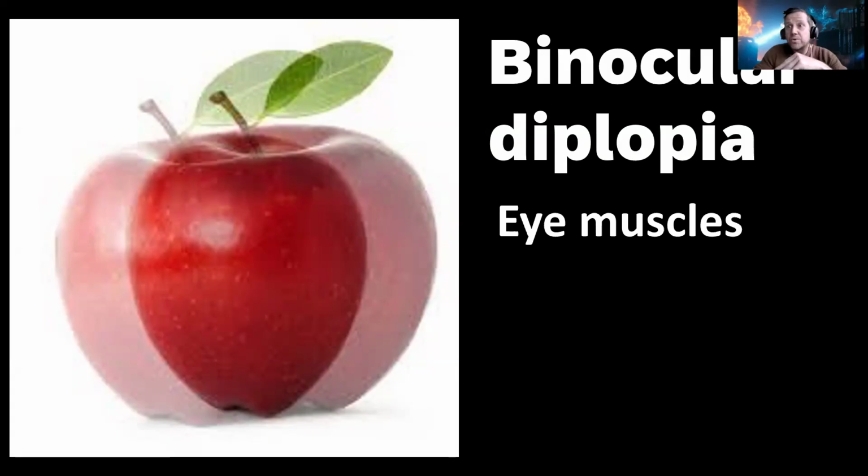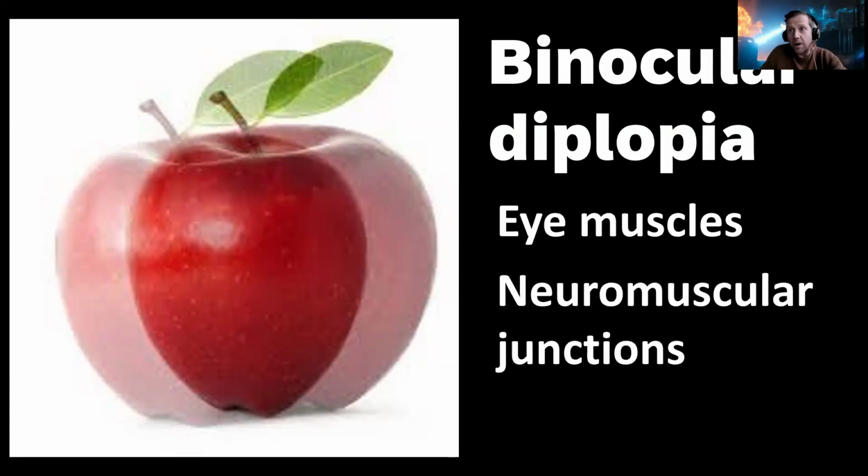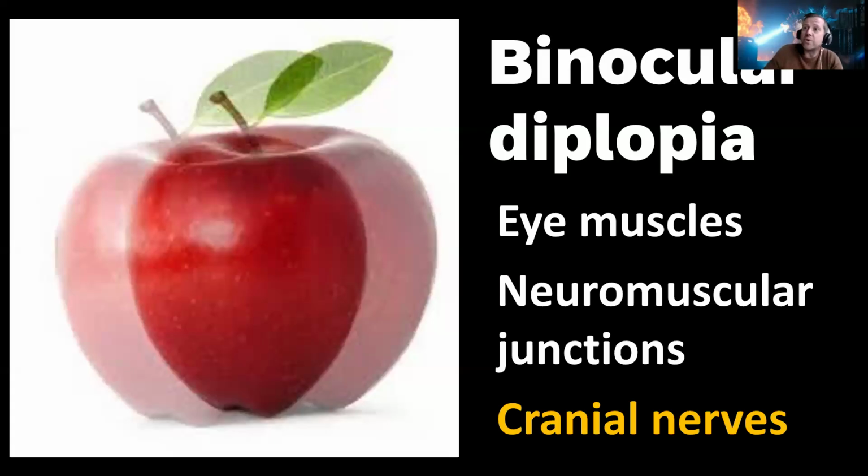The problem can also be located at the interface of the nervous system and the muscles at the neuromuscular junction, for instance in myasthenia gravis, which is an autoimmune disease in which antibodies are formed against certain ion channels at the level of the neuromuscular junction. Or the problem can be situated at the level of the cranial nerves responsible for the innervation of the extraocular muscles. Now, this last one is going to be the topic of this presentation.